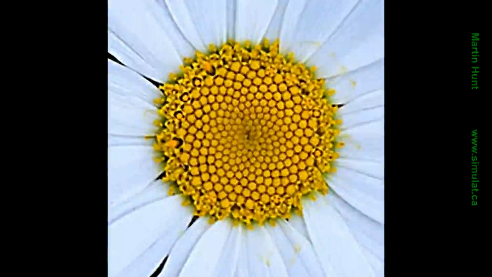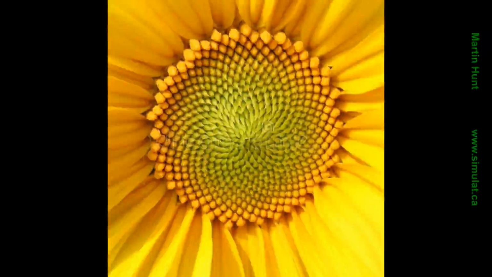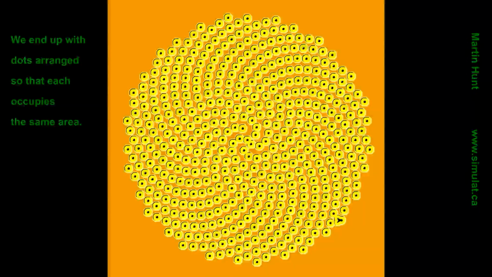For example, consider the pattern of florets at the center of a daisy or sunflower. Notice how similar the patterns are even though made by different plants. And notice how each floret fits snugly with all its neighbors in a very complex yet ordered pattern. Last spring, I wrote a program that simulates the pattern found at the center of a daisy or sunflower. The output is like this.